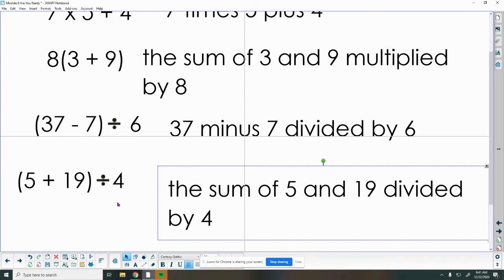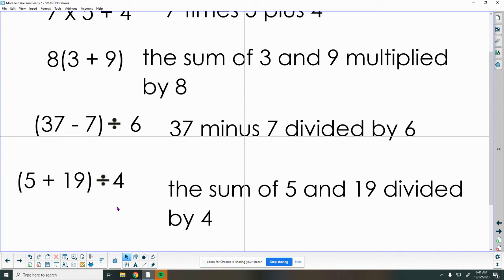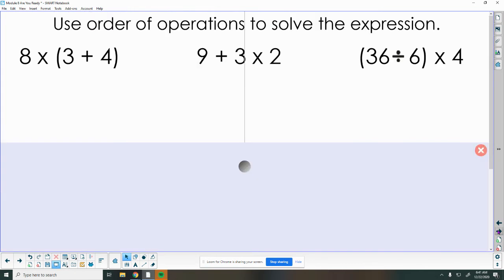So just pay attention to what you need to do first and write about that, then do the next part. Okay, so now we're going to actually solve these expressions. We're going to use that GEMS strategy. So we always want to use our grouping symbols first, then any multiplicative operations, so our multiply and divide, then our subtraction, so subtract and add here.